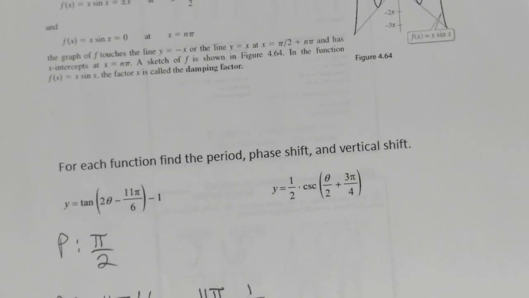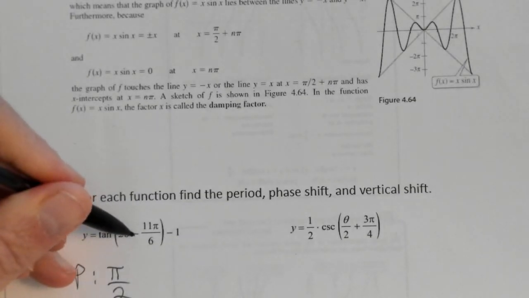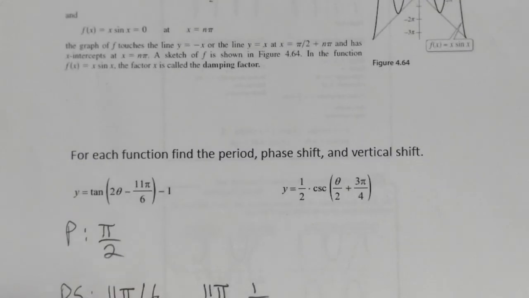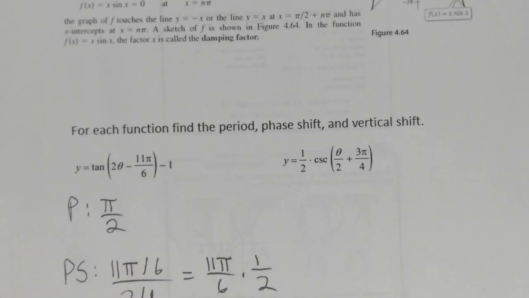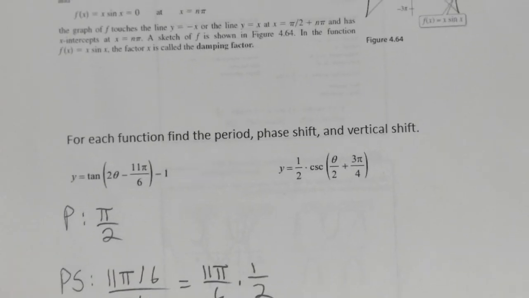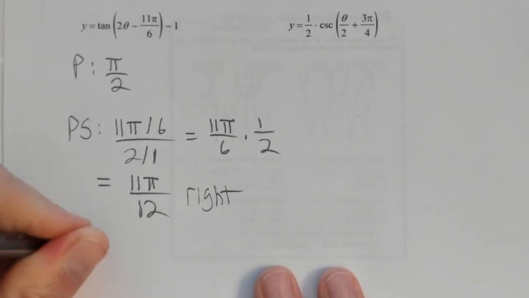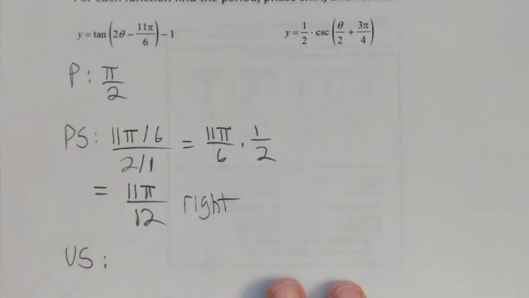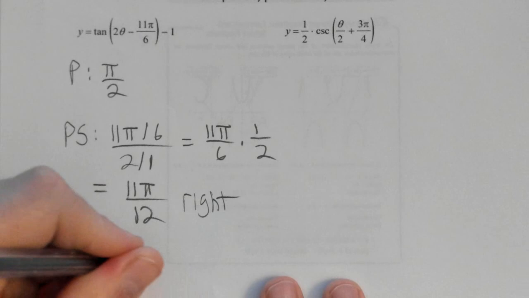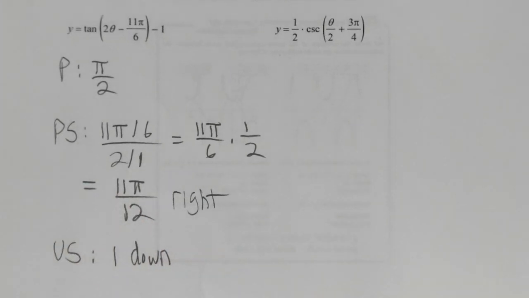And so remember, we kind of ignore the sign until the very end, then we go back and look and say, okay, which direction? Minus, and so that would shift it 11 pi over 12 to the right is the answer there. All right. And then, of course, the vertical shift is the last thing that it asks for there. And, of course, the vertical shift is going to be 1 down. All right, let's try the next one.